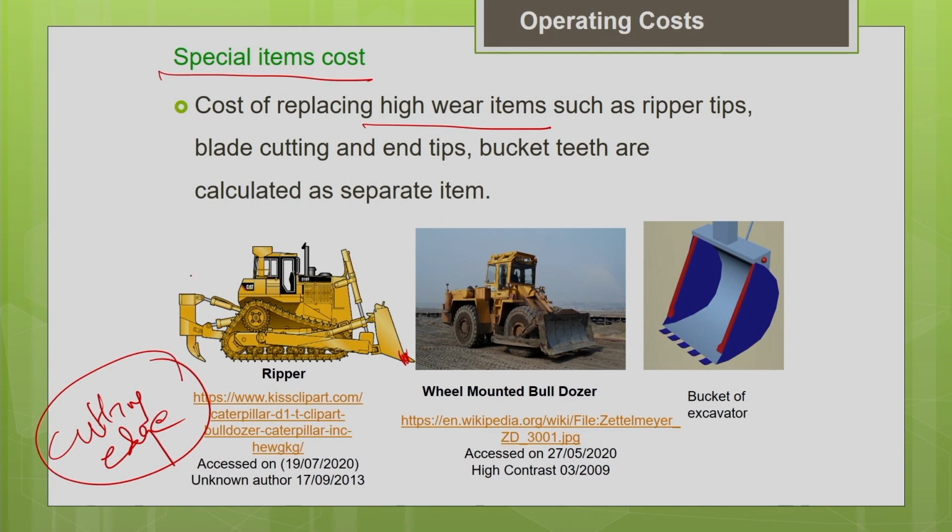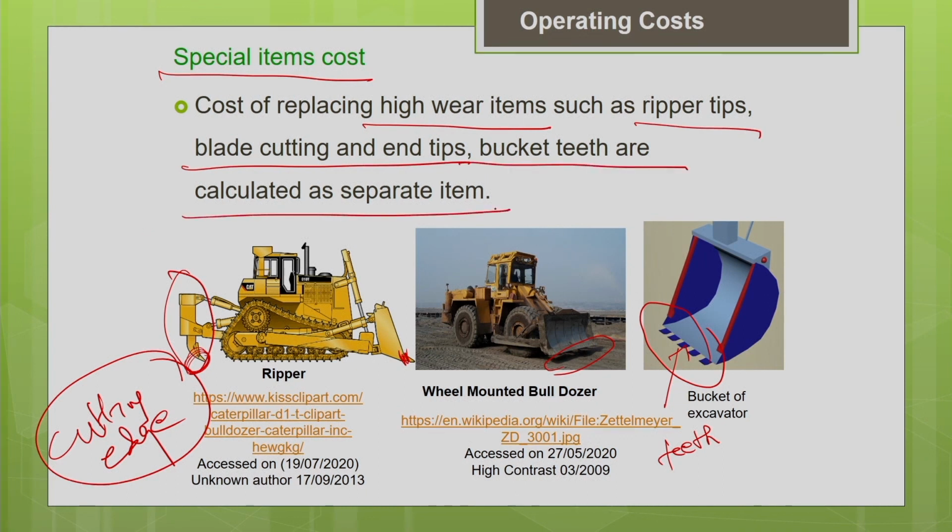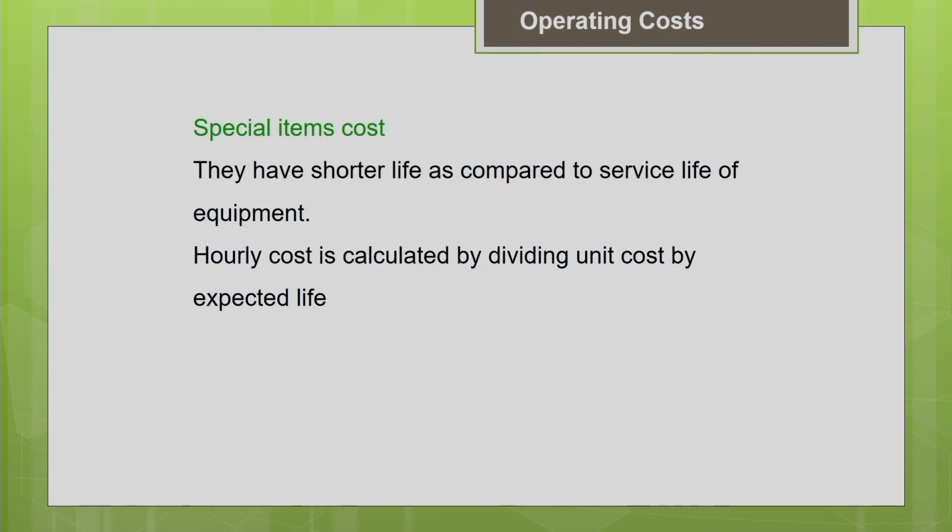Similarly, your ripper, which we use for loosening the earth: at the bottom of the ripper you can see the tip. This tip also wears out faster, and we have to replace it at a shorter interval. This picture clearly shows the cutting edge at the bottom. Another example is an excavator bucket. At the edge of the bucket you can see the bucket teeth. These also wear out faster. They are just bolted onto the bucket, so you can replace them quickly as they wear out. So a special item means the cost of replacing high wear items such as ripper tips, blade cutting edges and end tips, and bucket teeth. These are calculated as separate items because they have a shorter life compared to the service life of the remaining part of the equipment.